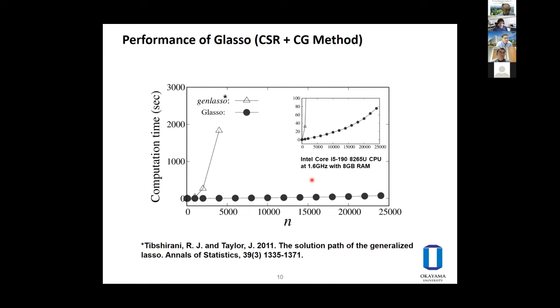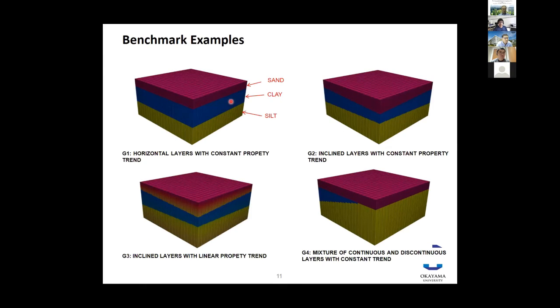So this figure compares the computation time between GLasso and GenLasso. GenLasso is our package for performing a lasso. And as you can see, GLasso is much faster, and GLasso can handle a large amount of data compared to GenLasso. So now GLasso can analyze these benchmark examples.